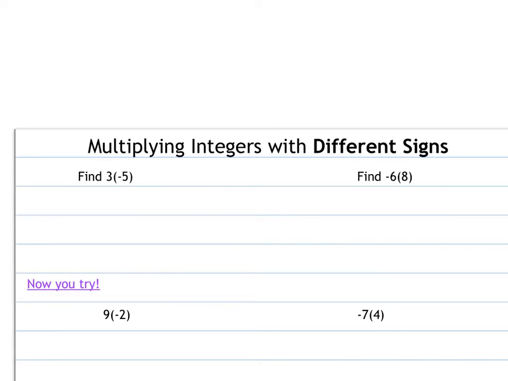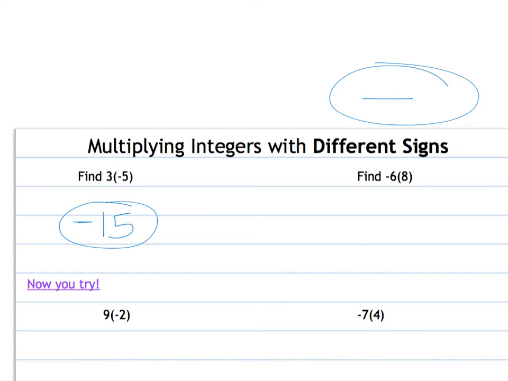So let's try that, multiplying with different signs, remembering that different signs are always going to be negative when there's 2 of them, okay? So 3 times -5, I see that they're different, so I automatically know that my answer is going to be negative, and I know that 3 times 5 is the same as 3 5s or 5 3s, which is 15. -6 times 8, negative and positive is negative. 6 times 8 is 48.